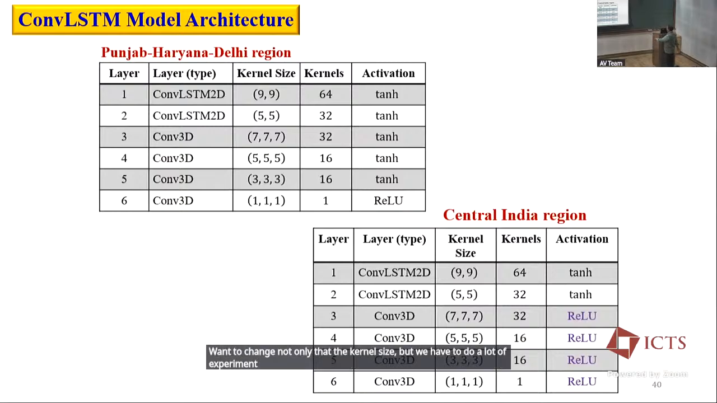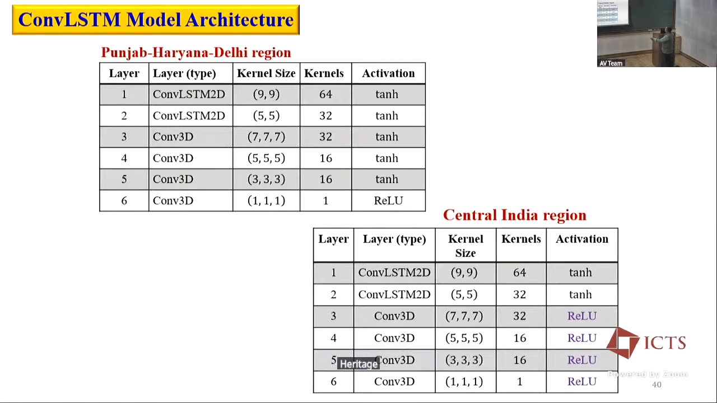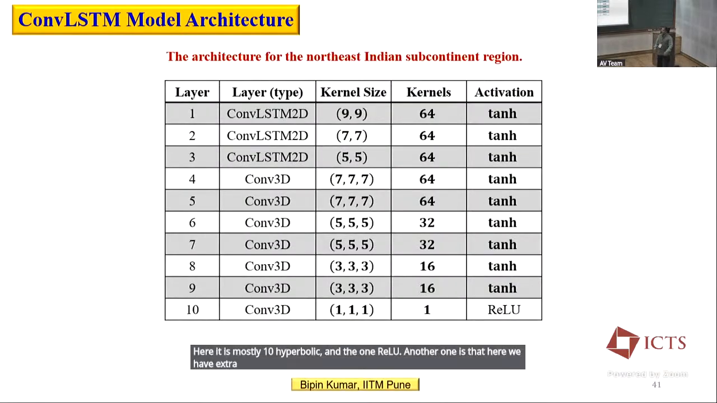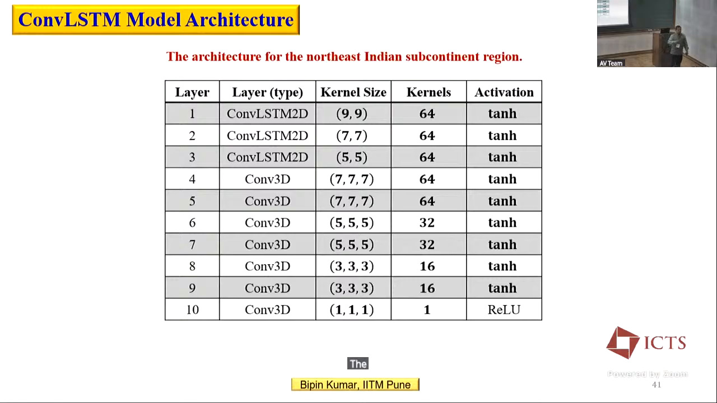You see here all the ReLU. Here it is mostly tanh and one ReLU. Another one is that here we are extra putting the NDVI variable and then the layer went to 7. And see, mostly the last output layer is the ReLU, all are tanh. So this is the hyperparameter tuning.